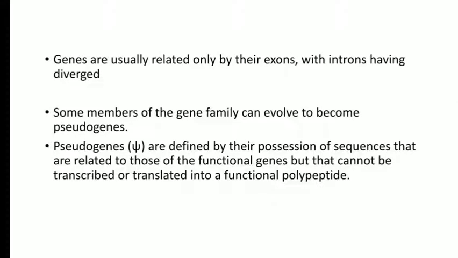We know that a functional gene has coding sequences called exons and non-coding sequences called introns. Genes are usually related only by their exons, with introns having diverged. Some members of a gene family can evolve to become pseudogenes. In a functional gene, in addition to introns, there is additional non-coding sequence called pseudogenes. A pseudogene is a nucleotide sequence which cannot produce a functional gene product because of mutation.